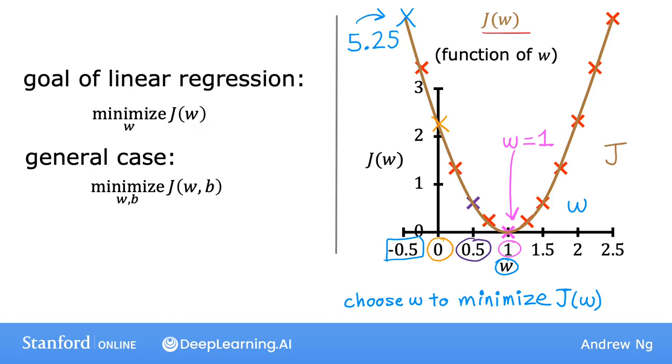So to summarize, you saw plots of both f and j and worked through how the two are related. As you vary w or vary w and b, you end up with different straight lines. And when that straight line passes close to the data, the cost j is small. So the goal of linear regression is to find the parameters w or w and b that results in the smallest possible value for the cost function j.